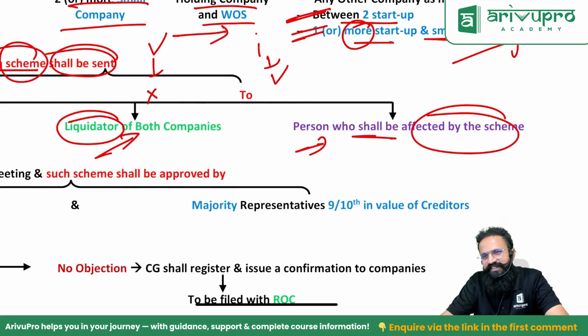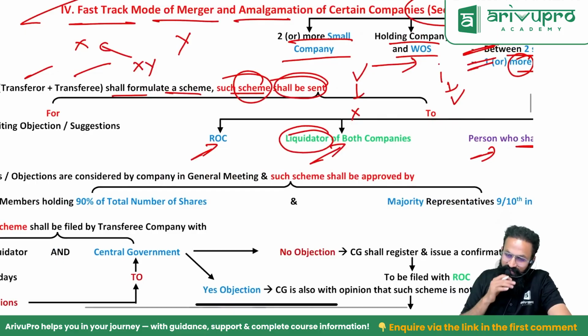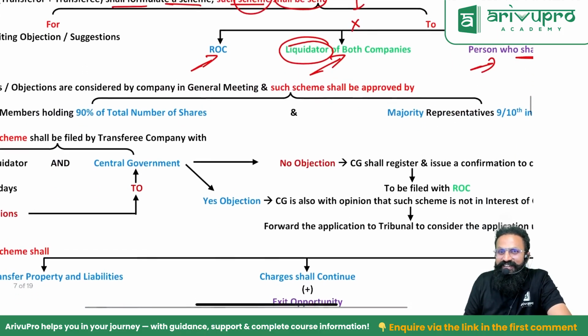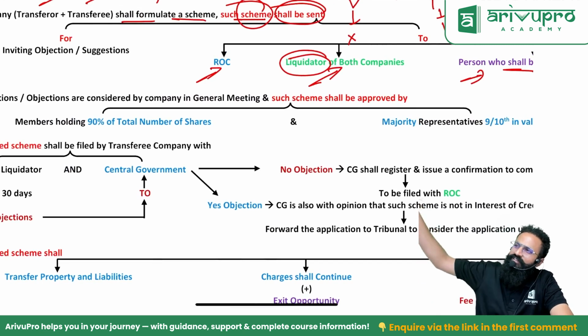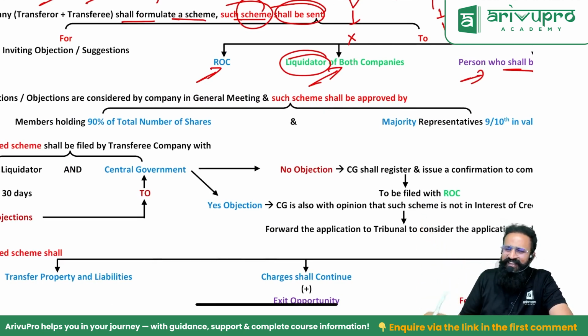Why will PVR send it to Inox, Cinepolis and all that? They are affected. You will send it to people affected in your company. Why will you send it to your competitors and all?